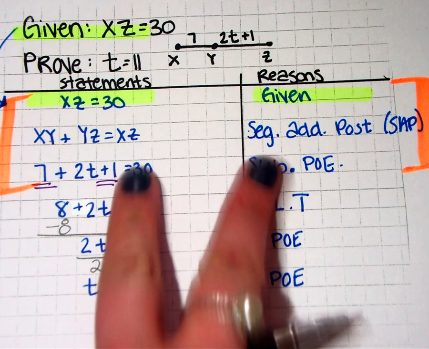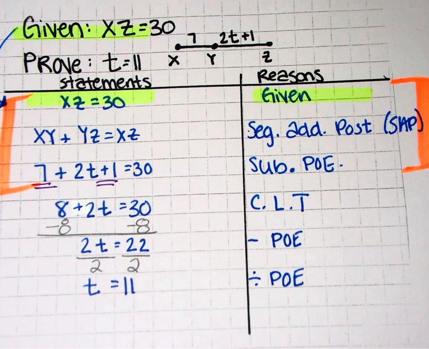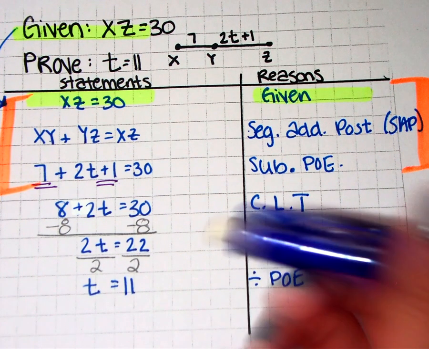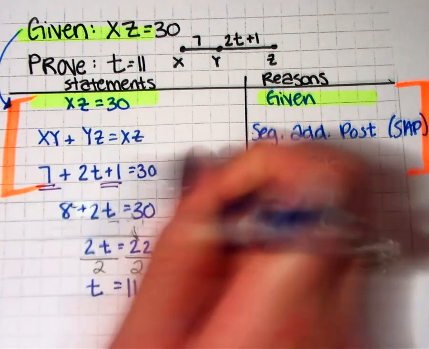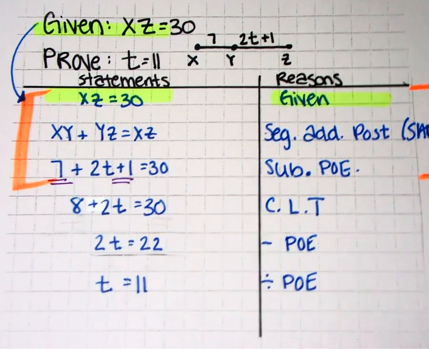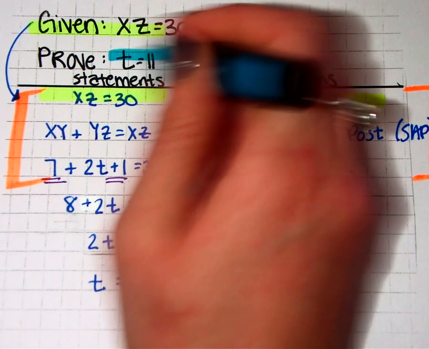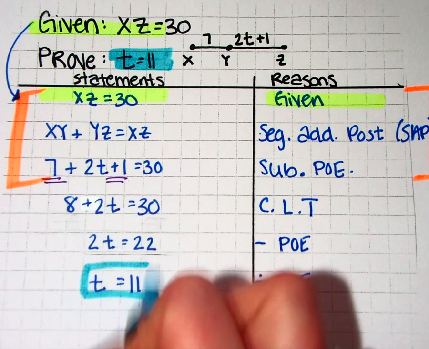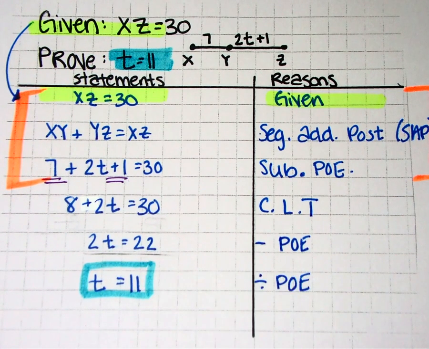Notice how our proofs are all lining up. Every statement has a reason, and it's balanced. Balancing is the key to writing a nice, neat proof. Again, we can check our final answer because it should be shown that T equals 11, and T, in fact, does equal 11. So at least you know you did the problem right.